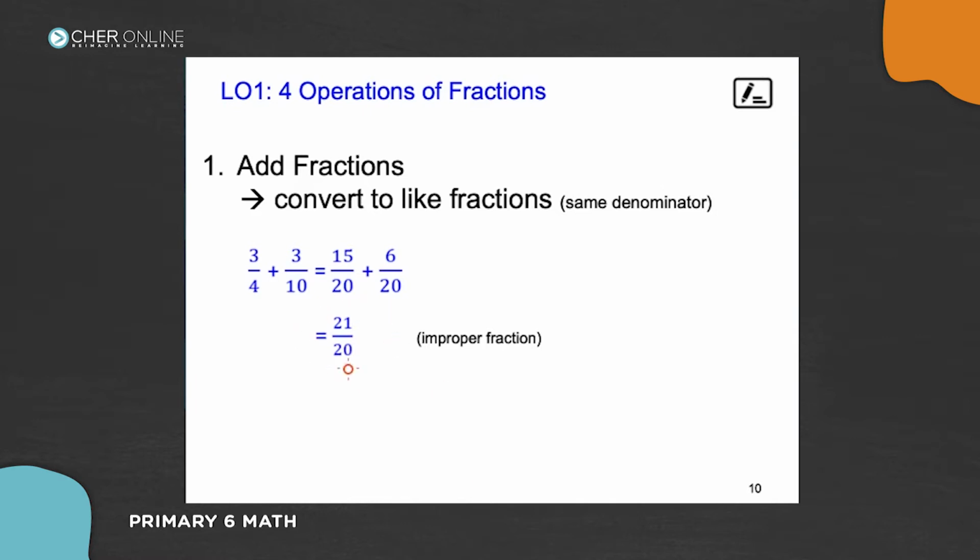If you leave your answer like this, chances are you're going to lose marks because this is not the simplest form. We always change it to the simplest form. So in this case, a mixed number is your simplest form. So 1 and 1 over 20.